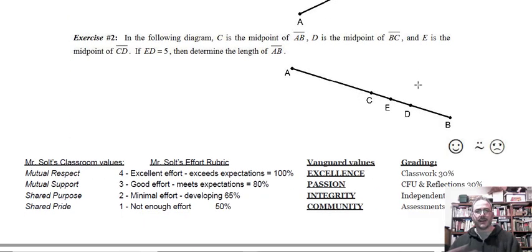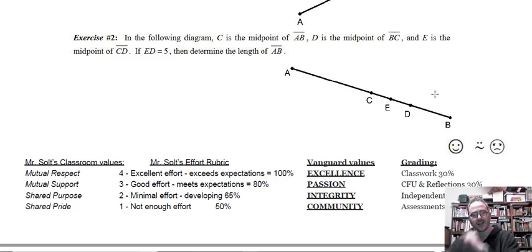In the following diagram, C is the midpoint of the line segment AB. There's AB, and there's C right in the middle between them. Then it tells us that D is the midpoint between B and C. So D is the midpoint between C and B. And then E is the midpoint between C and D.